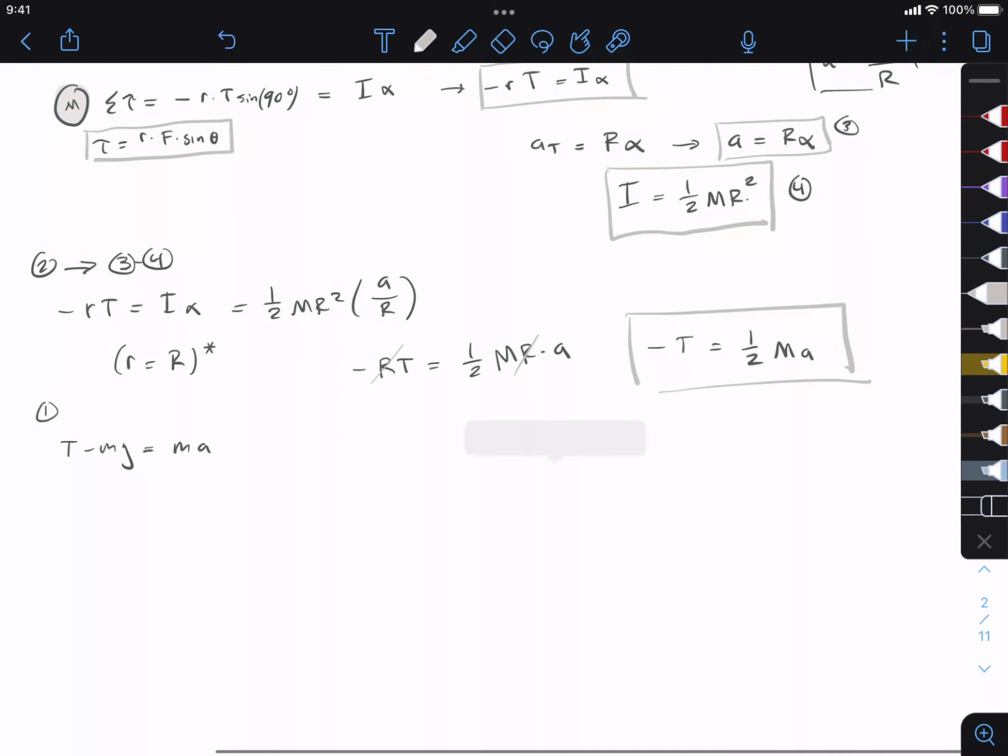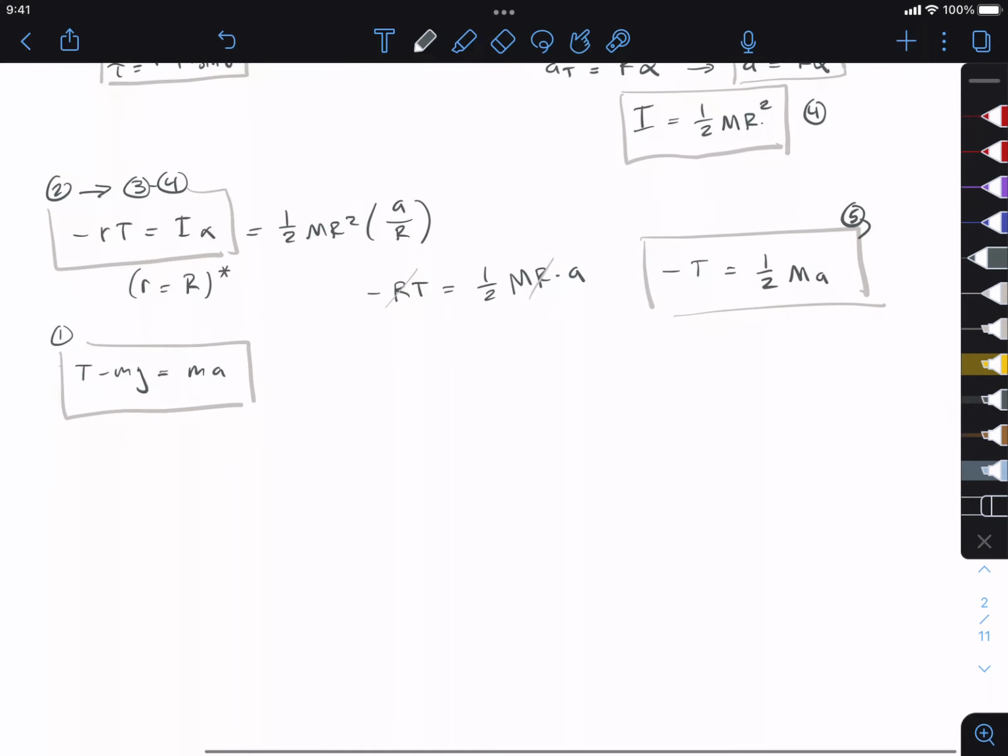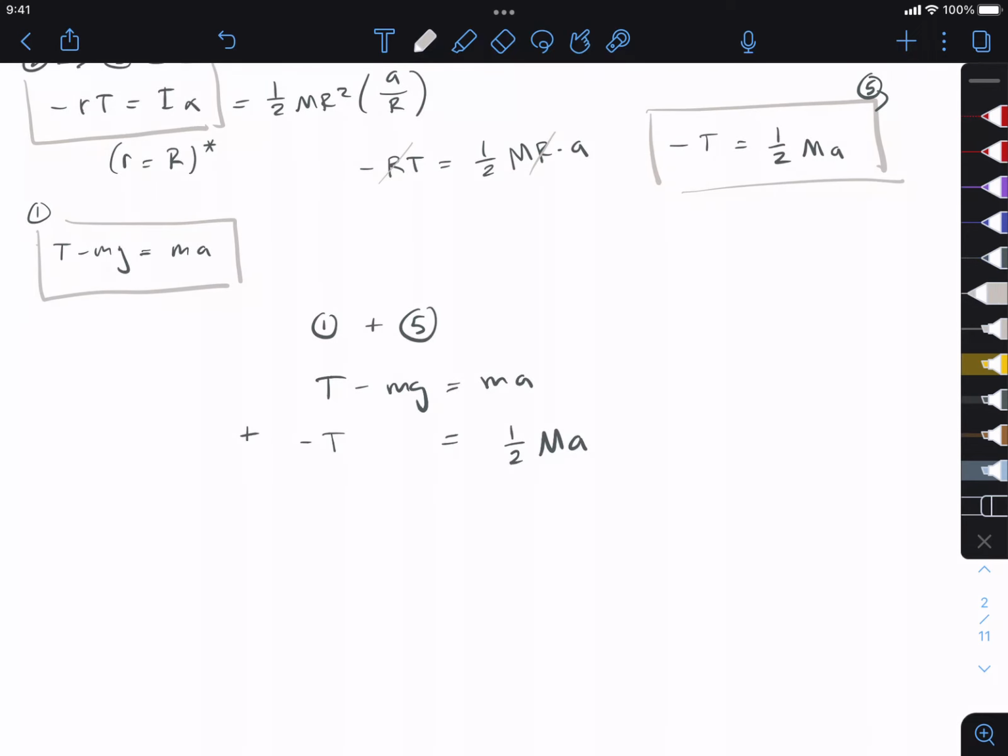Okay, what do I have going on here with my other equation that I started out with? So we start out with this guy and we sub some stuff in. Now, I think I'm almost done here. Let's call this equation 5. Okay, let's add 1 plus 5. So what that's going to look like is I'm going to have T minus mg equals ma, and I'm going to add negative T equals 1/2 large M A. Okay, so these tensions will cancel, right?